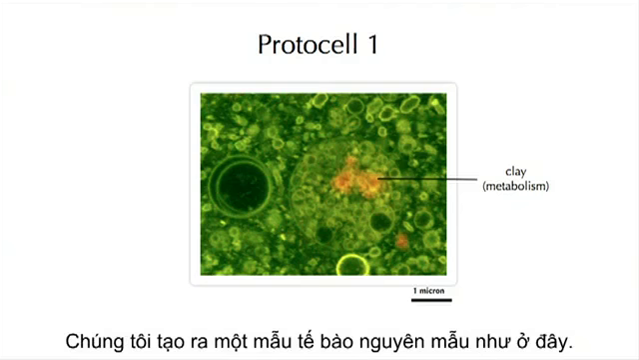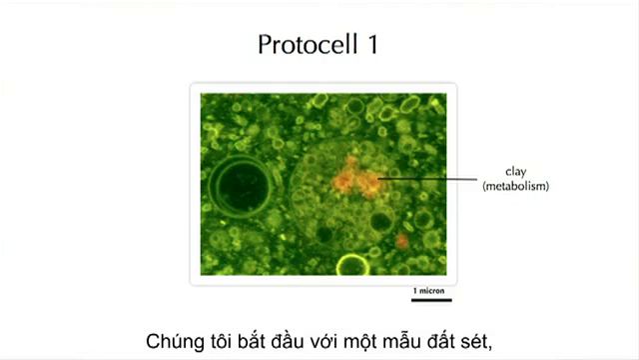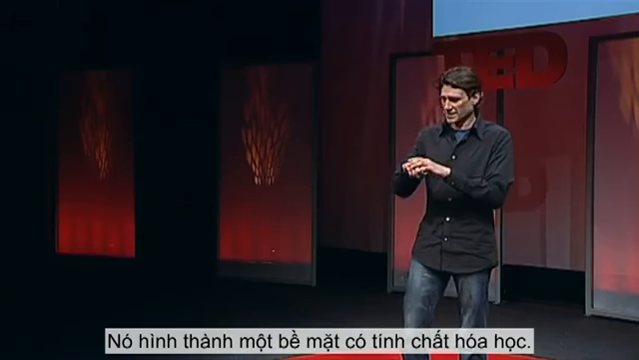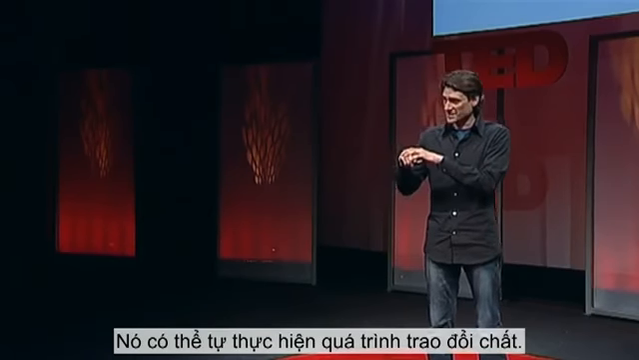So we came up with this protocell model here that I'm showing. We started with a naturally occurring clay called montmorillonite. This is natural from the environment, this clay. It forms a surface that is, say, chemically active. It could run a metabolism on it.